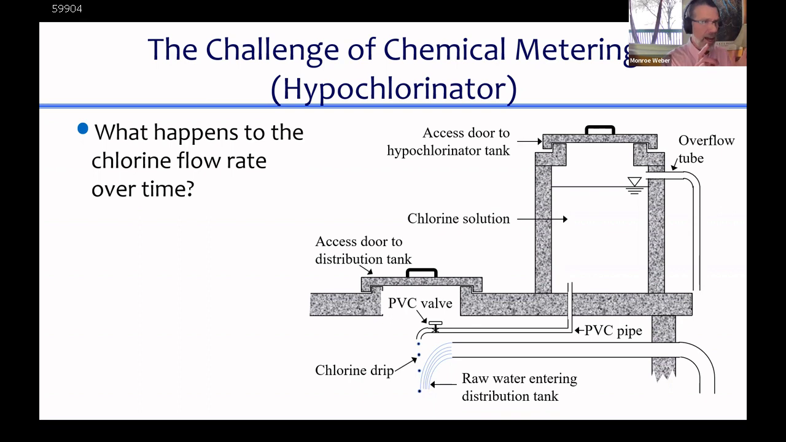Any questions about how that system is working? You've got a tank of chlorine that's on top of the tank that's going to be your storage tank for water. Water's coming into your storage tank, running by gravity day and night, and you're dripping chlorine in from this little storage tank. So what happens to the chlorine flow rate over time?